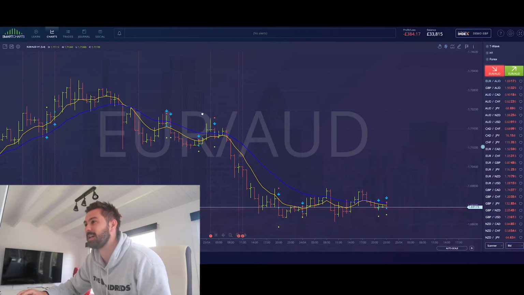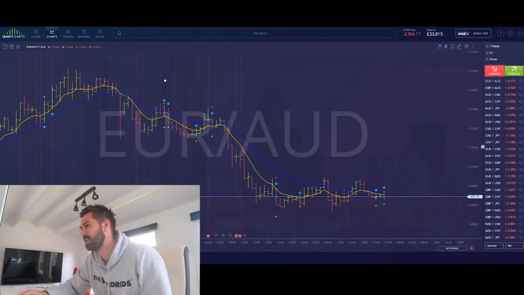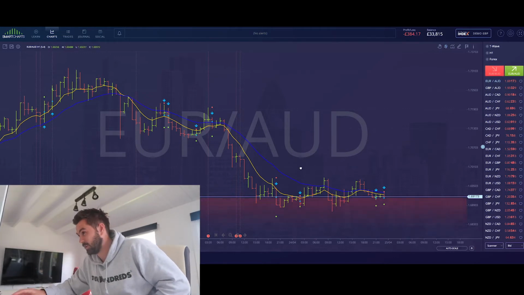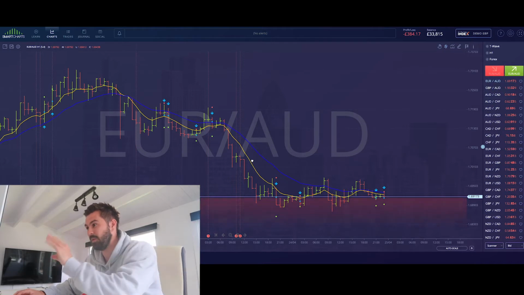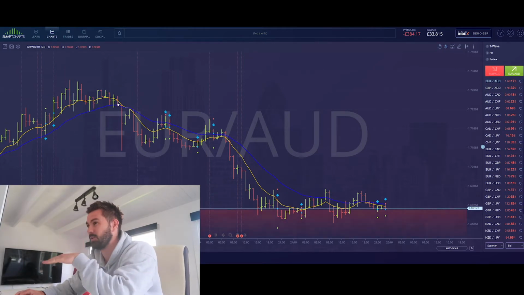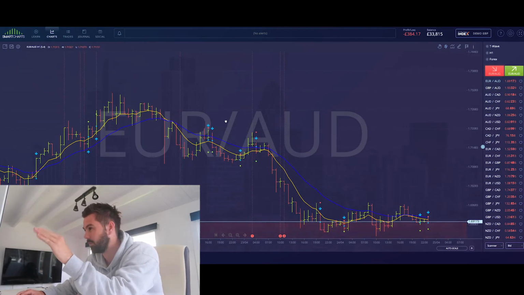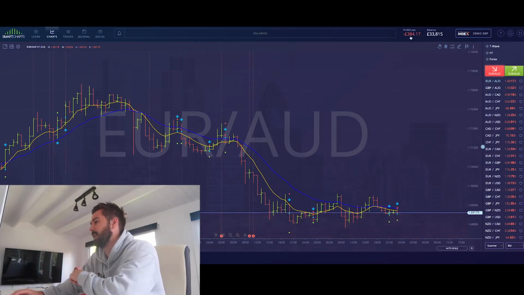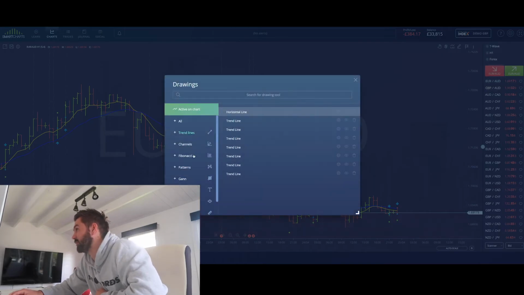As you can see here on this trade, the Euro Aussie, it is a downwards trade and then it goes into a sideways trade. So I wouldn't place this trade purely because, as you can see, the moving averages have come together. But let's ignore that and look at what's previously happened, and whether it would be a good place to get into a trade around here. So let me get my drawing tools out.